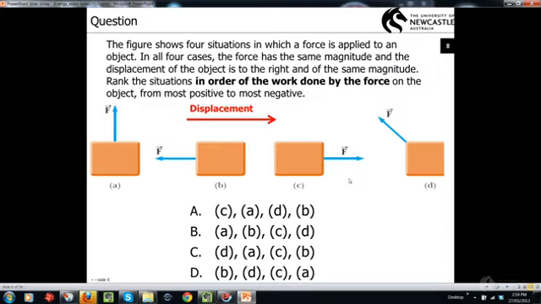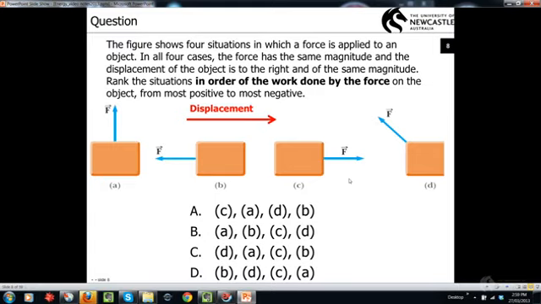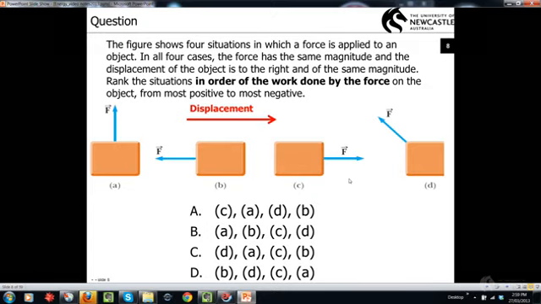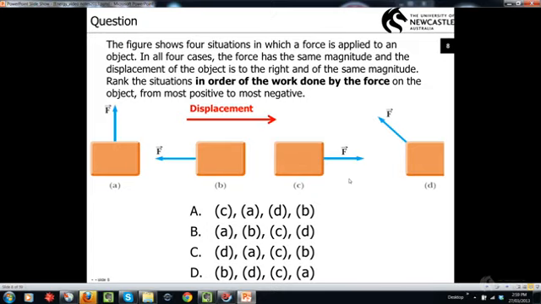So here's our first multiple choice question. We've got 4 situations in which the force is applied to an object. In all 4 cases, the force has the same magnitude, and the displacement is to the right and of the same magnitude. You need to rank the situations in order of the work done by the force on the object from the most positive to the most negative.